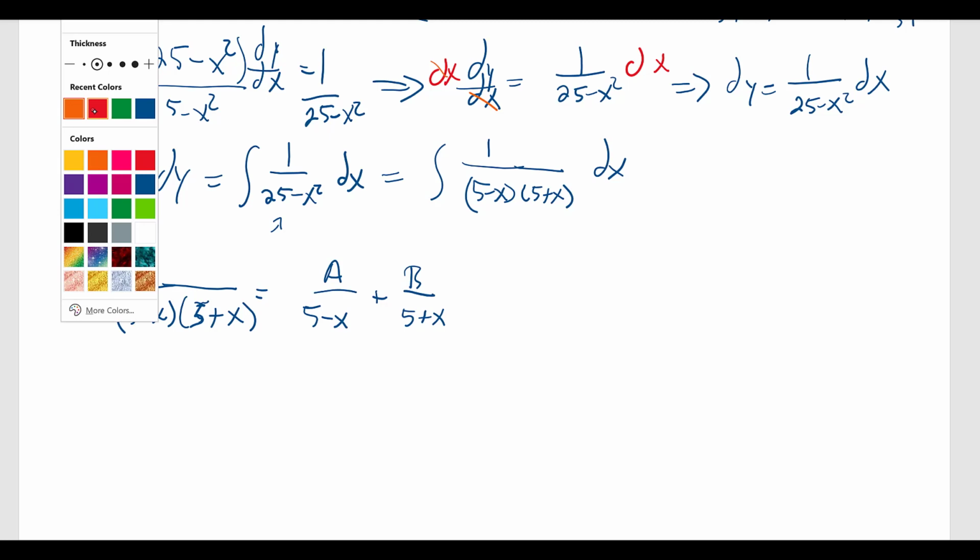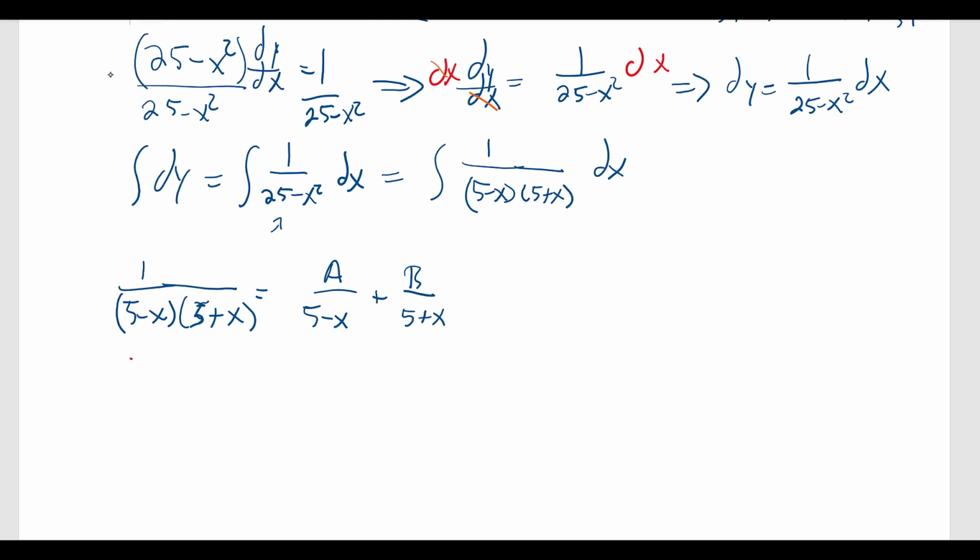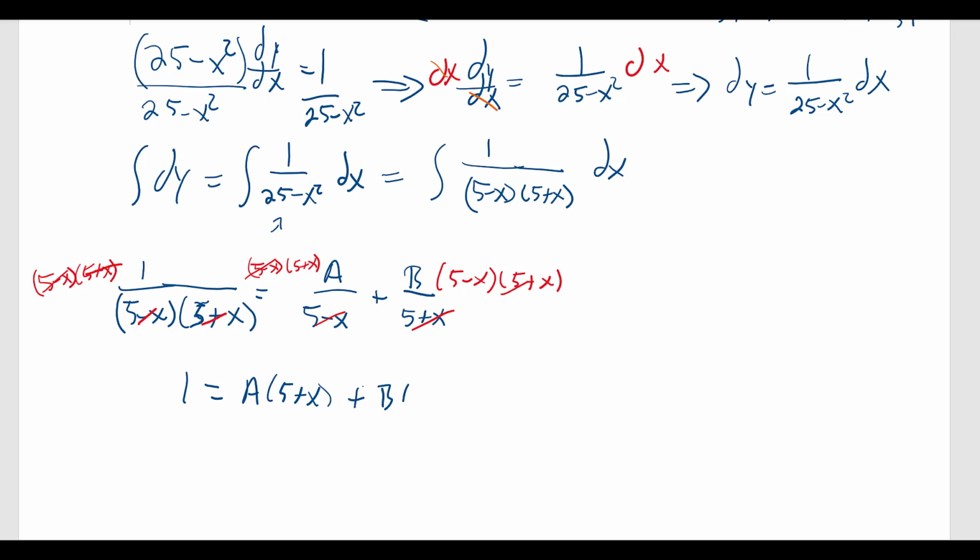And let me change my colors here. I'm going to go ahead and multiply both sides by 5 minus x times 5 plus x. So these cancel. So 5 minus x times 5 plus x. So these cancel. And then 5 minus x times 5 plus x. So these cancel. And you have 1 on the left equals A times 5 plus x on the right, and then plus B times 5 minus x.